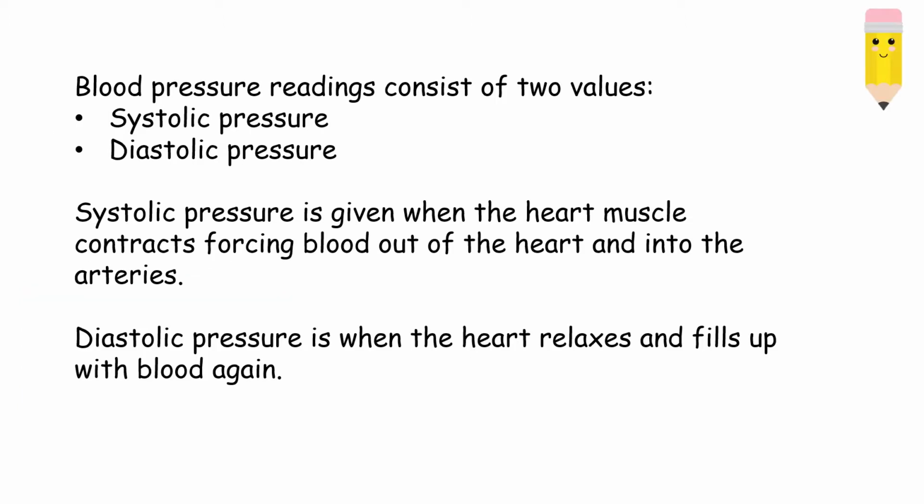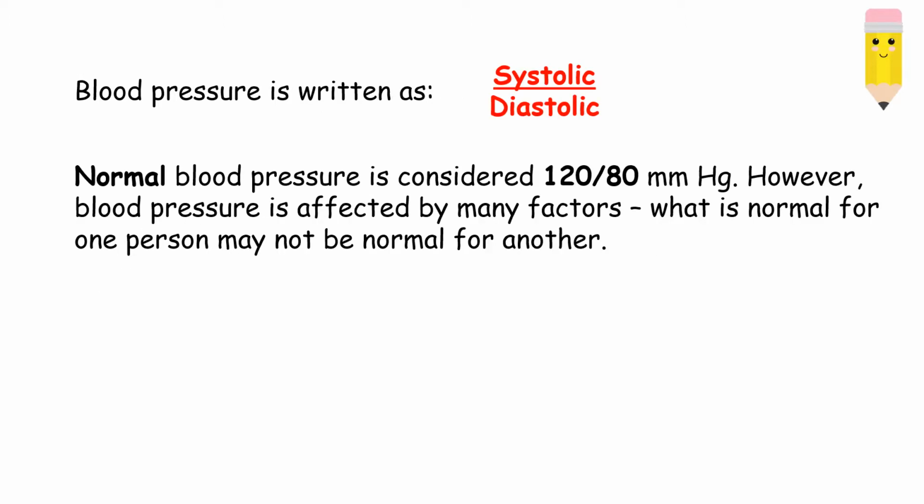Blood pressure readings consist of two values, systolic pressure and diastolic pressure. Now, systolic pressure is given when the heart muscle contracts, which forces the blood out of the heart and into the arteries, and the diastolic pressure is when the heart relaxes and fills up with blood again. Blood pressure is written as systolic pressure over diastolic pressure.